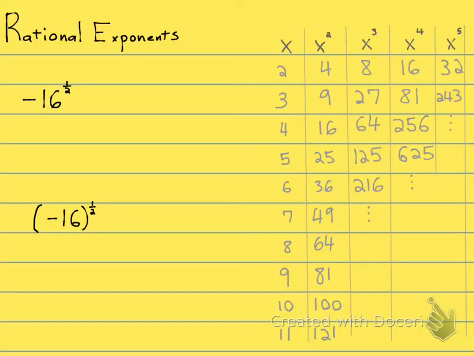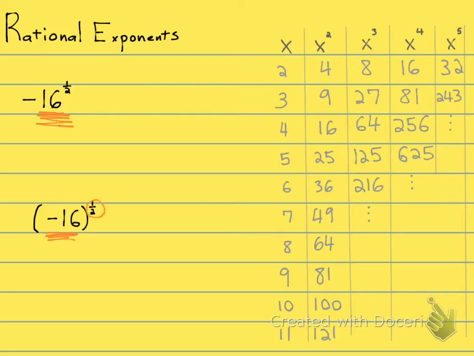Let's look at two problems with rational exponents. So our exponents here are fractions, ratios. And you see in the top problem, I have a base of just 16. That negative is not part of my base. And in the bottom one, the negative is part of my base. My base is negative 16.